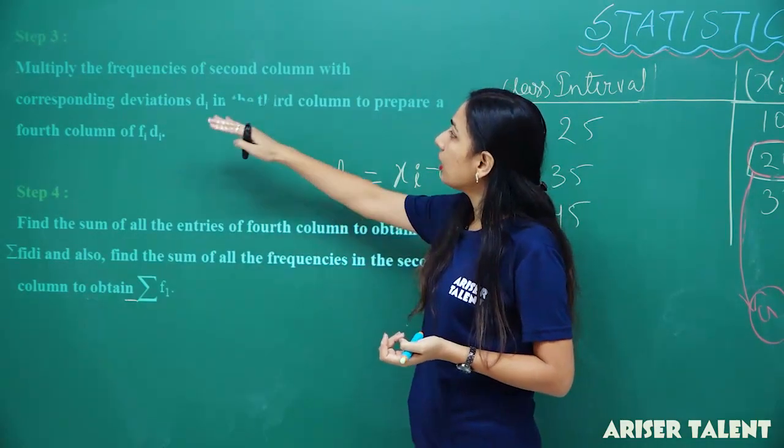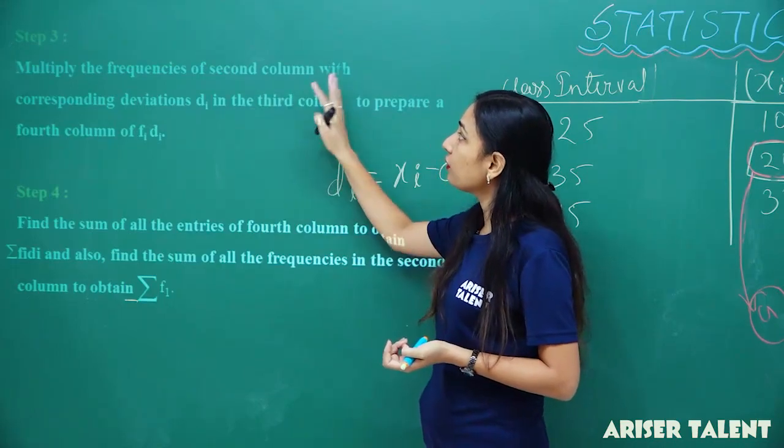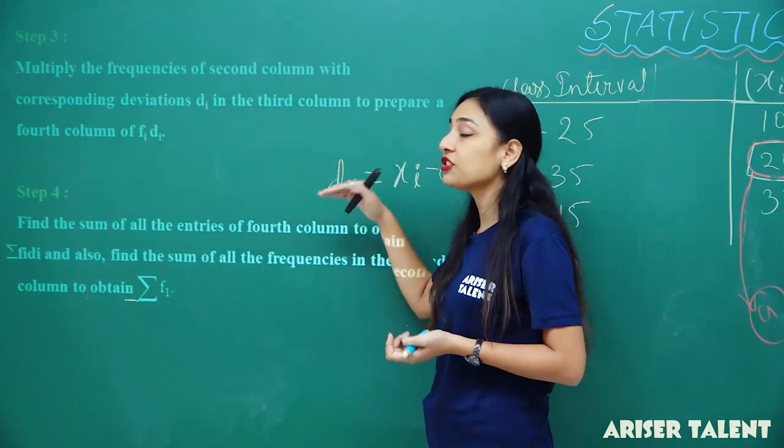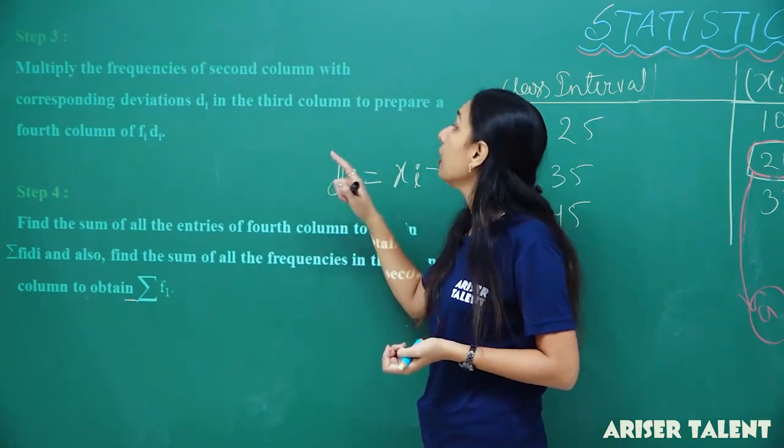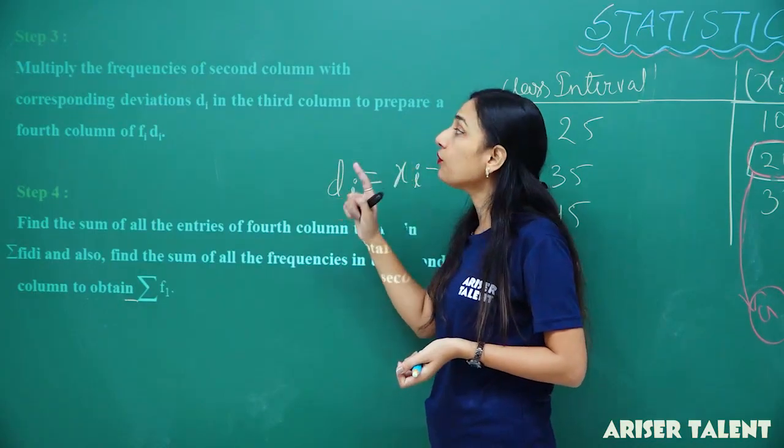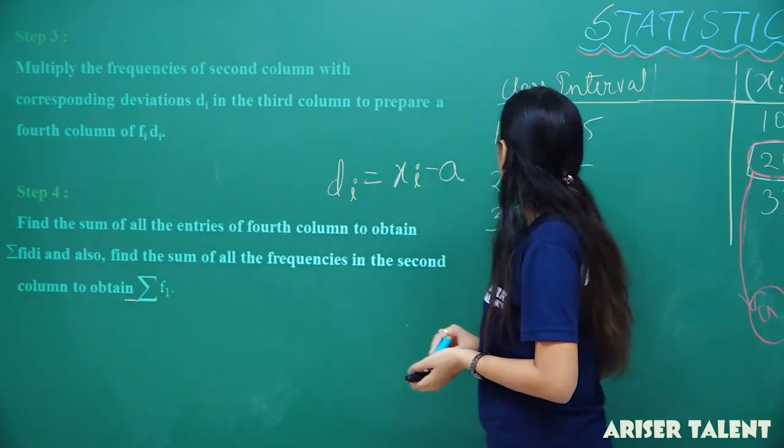Multiply the frequency of the second column with the corresponding deviation di. So fi di is here, in the third column, to prepare a fourth column of fi di. So come here.